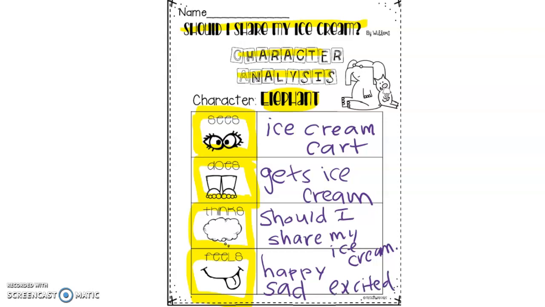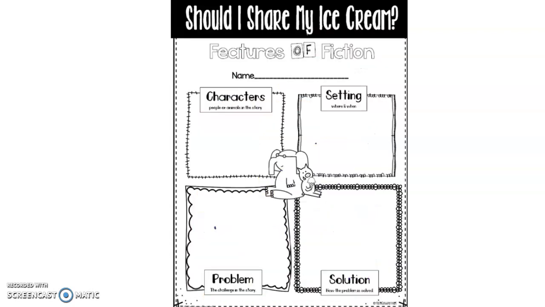Now that's it for this page. If you are not done with this page, go ahead and push the pause button. When you're ready to go to the next page, push play and we'll go get started. The next page in your packet is features of fiction. Remember, a fiction story means not real. Okay? So we are going to talk about the characters, the setting, the problem, and the solution.